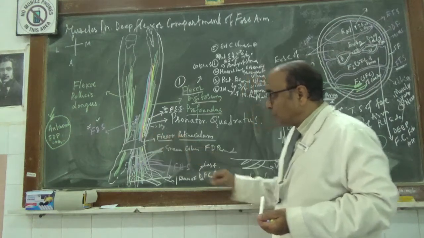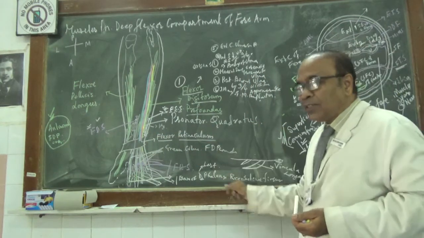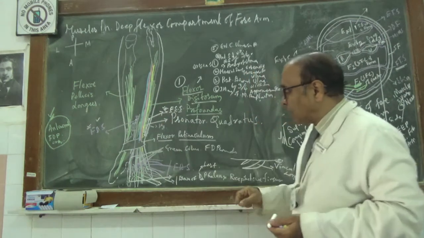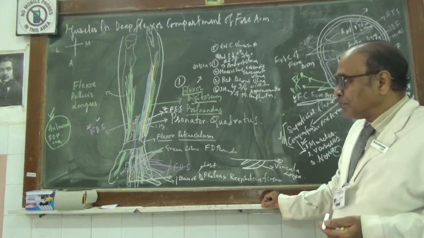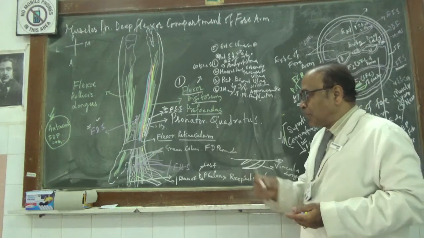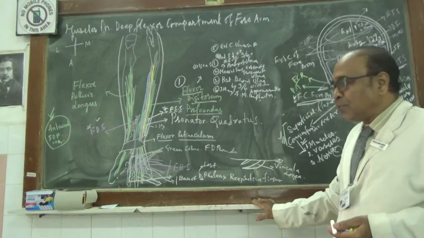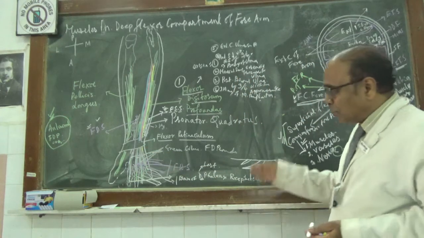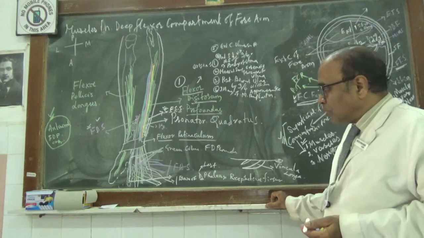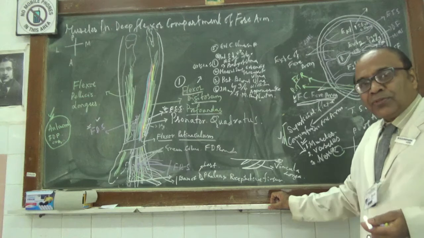Now at the lower one-third, at the level of the wrist, it is related to the pronator quadratus and the anterior surface of the lower end of the ulna. But as it descends further into the hand, at the level of its insertion, this flexor digitorum profundus is related to the bases of the distal phalanges of the respective fingers.